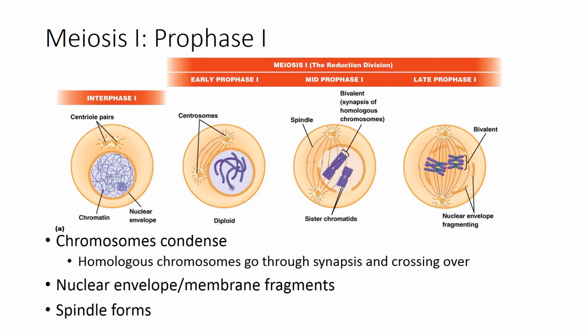Additionally, other events that you're used to hearing of, either in prophase or prometaphase, are also happening. So your nuclear envelope is going to fragment, right? It's going to give that spindle access to those chromosomes, and the spindle is beginning to form here. So you've got your microtubules forming to form that spindle.